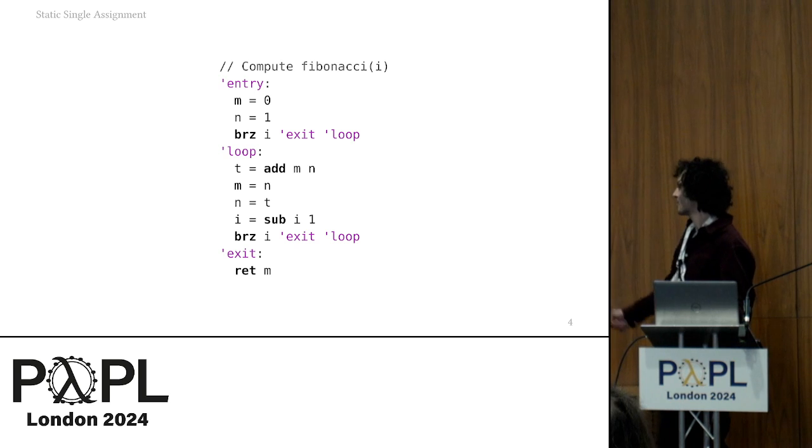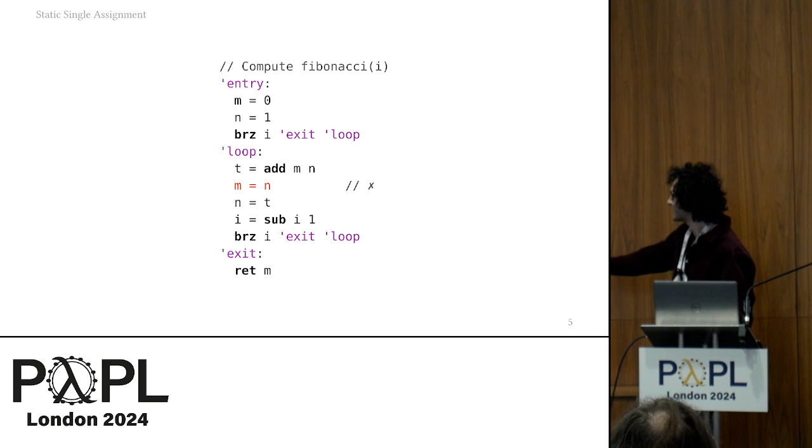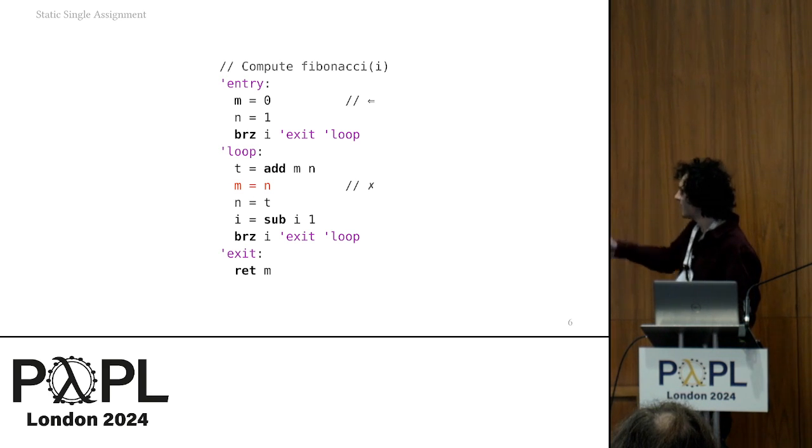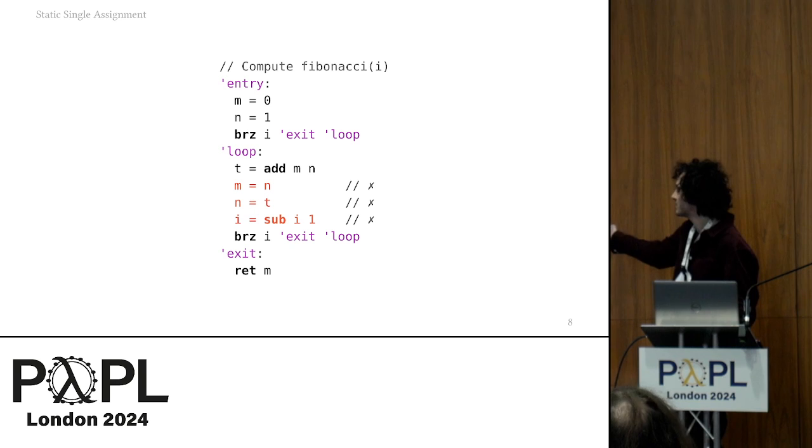Here's a program for computing Fibonacci. It does roughly what you'd expect it to. This program is 3-address code, but it is not SSA. Why is it not SSA? Because we assign to M there, but we have previously assigned to M there. So it's not a single assignment. Same for N. And it's also not SSA here because I has some previous definition. Maybe we inherit it from the environment as a parameter, but we're redefining it.